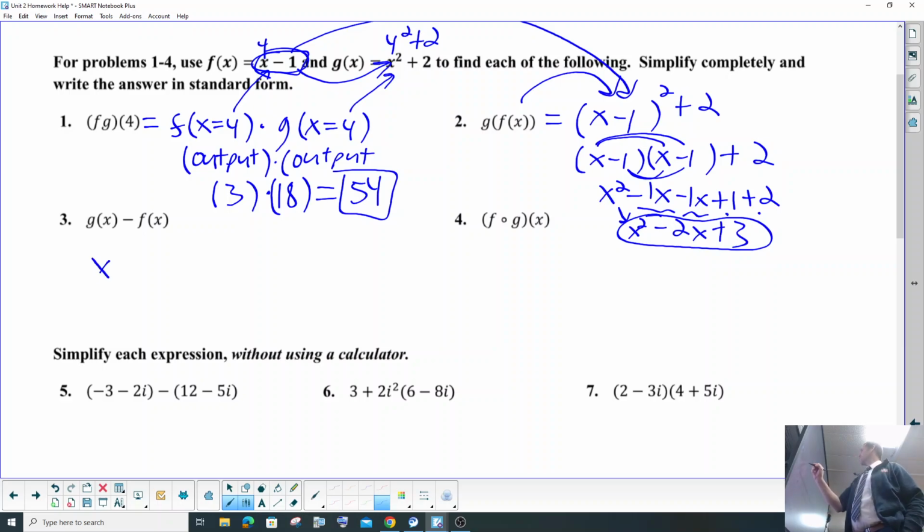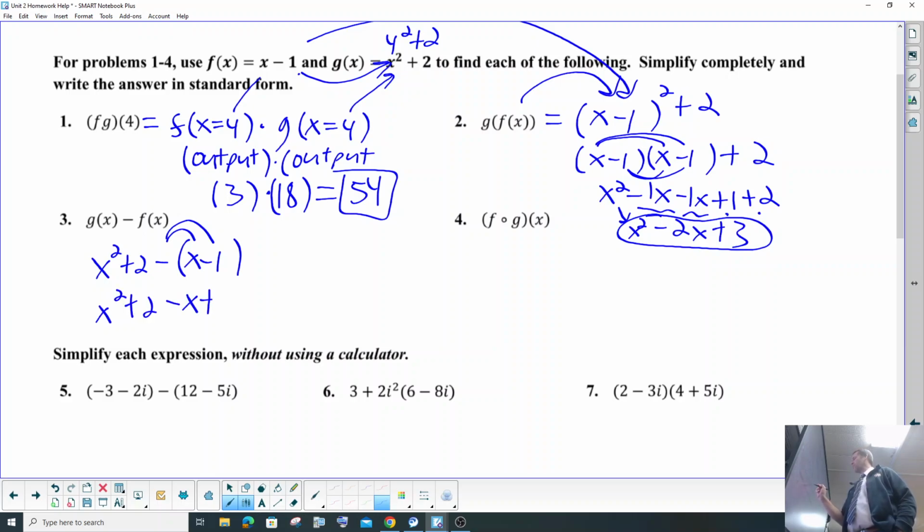So g of x minus f of x could very well be on the test. So you take g of x, which is x squared plus 2, and you minus f of x, which is x minus 1. Let's make sure it is. Yep. And so then you do have to distribute and change the signs on both terms for f of x. So distribute the negative. So you get x squared plus 2 minus x, but a plus 1. And then we have a plus 2 with a plus 1 that we can combine. So our final answer is x squared minus x plus 3.